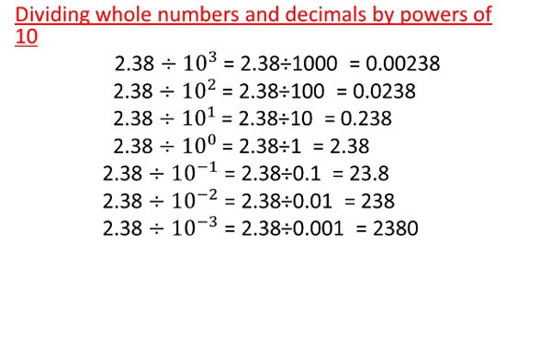2.38 divided by 10 to the power of minus 2 is the same as 2.38 divided by 0.01. You know that dividing by 0.01 is the same as multiplying by 100. So it will come 238. 2.38 divided by 10 to the power of minus 3, or 10 to the power of minus 3 is 0.001. So 2.38 divided by 0.001 is the same as 2.38 multiplied by 1000. It is equal to 2380.